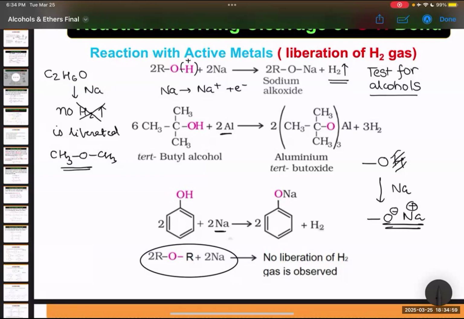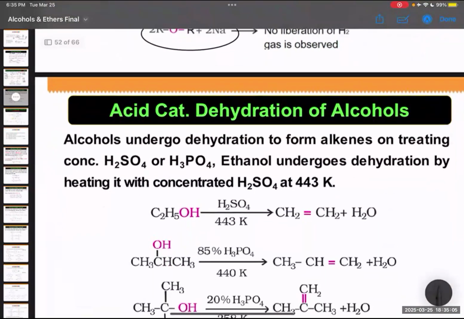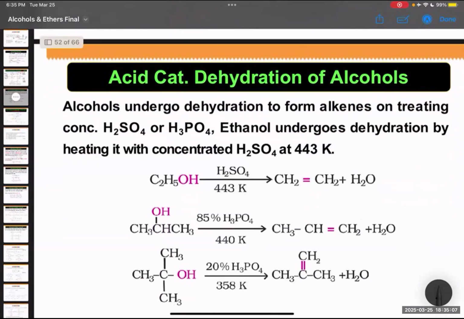Or any other active metal. There are other reactions where the OH as a whole is completely removed. Removal of OH. Not only H, the complete OH is removed. The whole OH is removed.